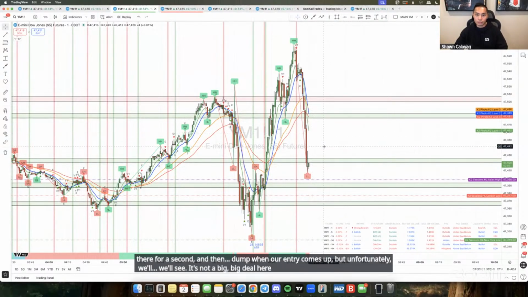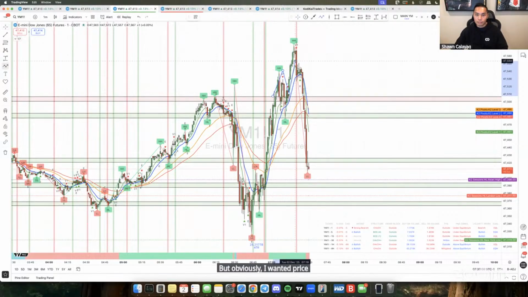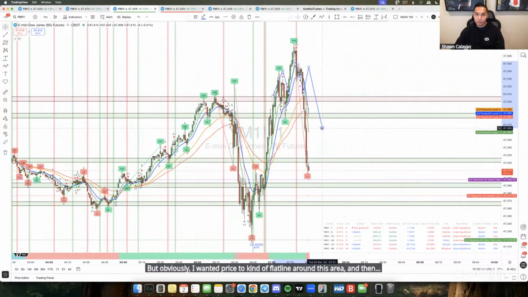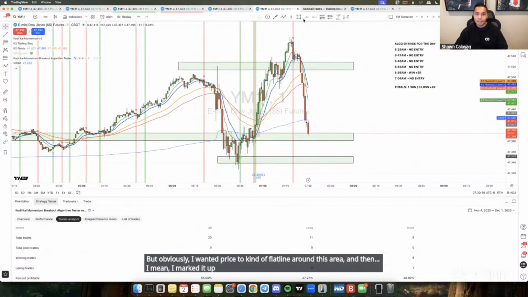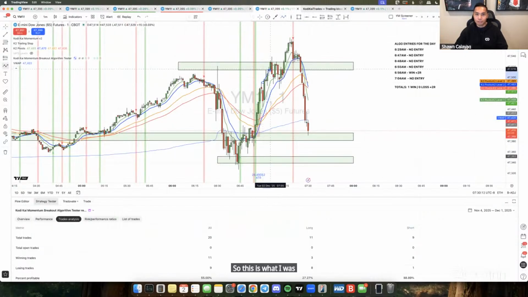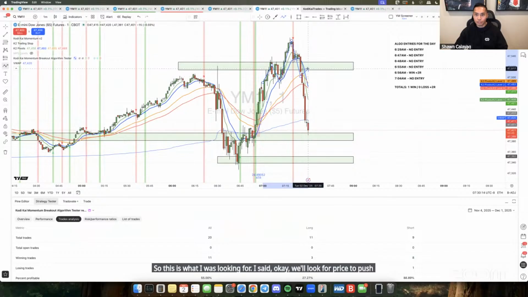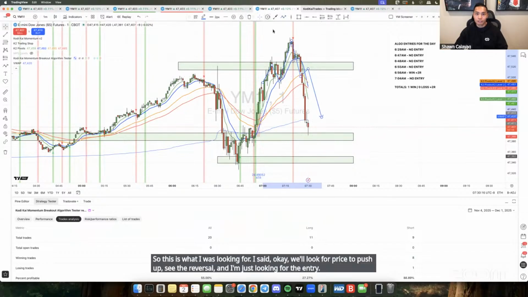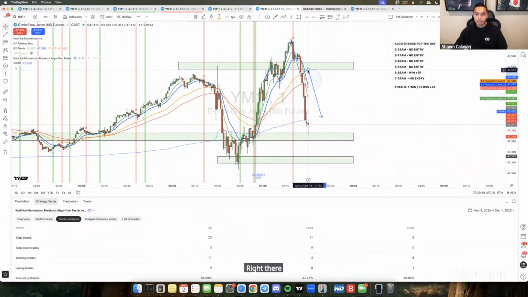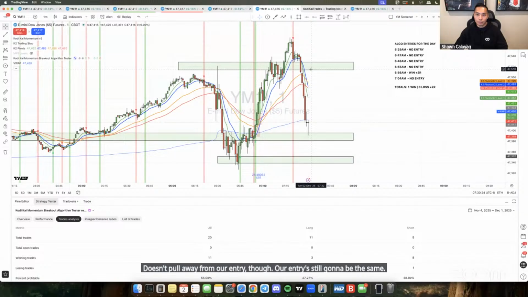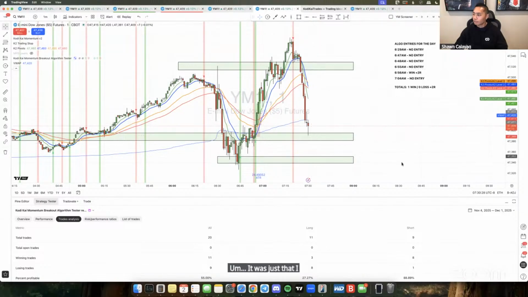Our trade could still kind of play through, but obviously, I wanted price to kind of flat line around this area, and I marked it up for you guys here. So this is what I was looking for. I said, okay, we'll look for price to push up, see the reversal, and I was looking for the entry right there, right? Thing is, the dump already happened. Doesn't pull away from our entry though. Our entry is still going to be the same. It was just that I wished it would have sat up there a little bit for us.